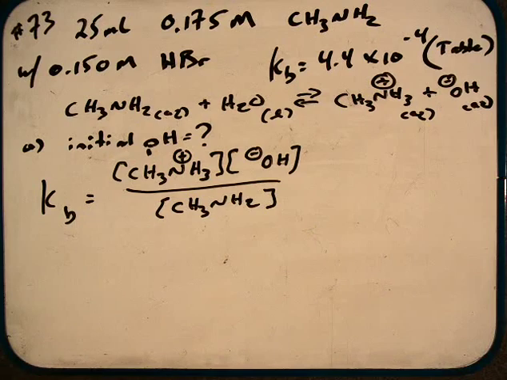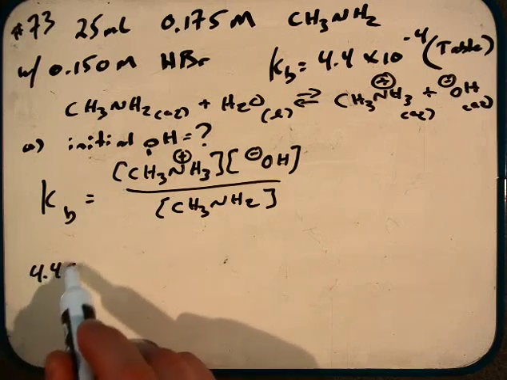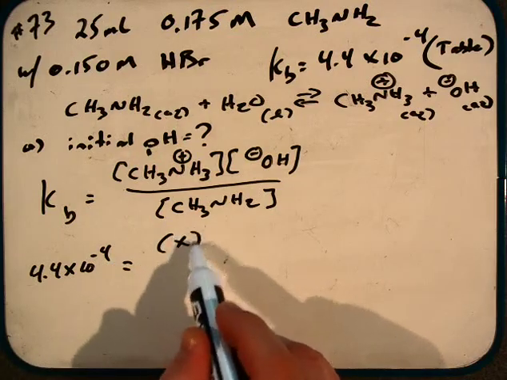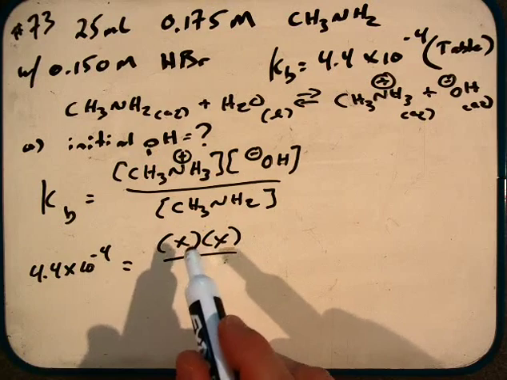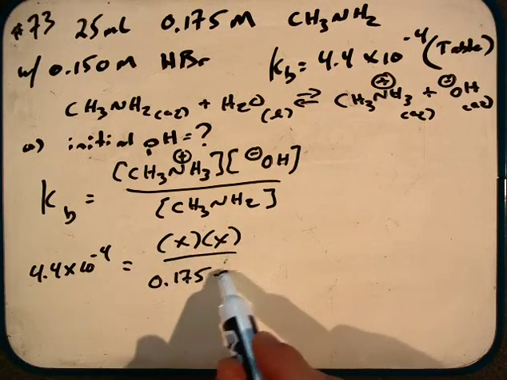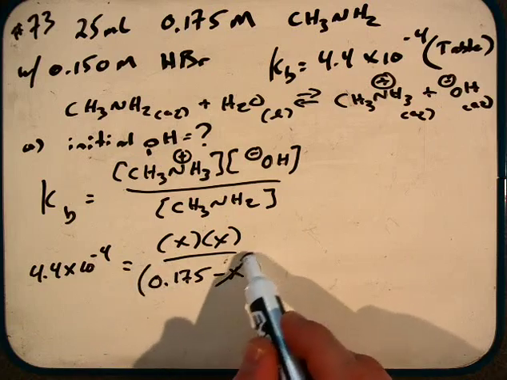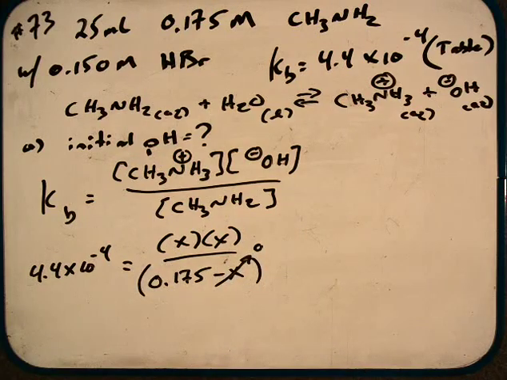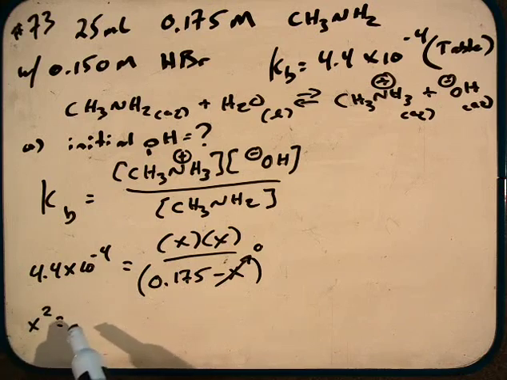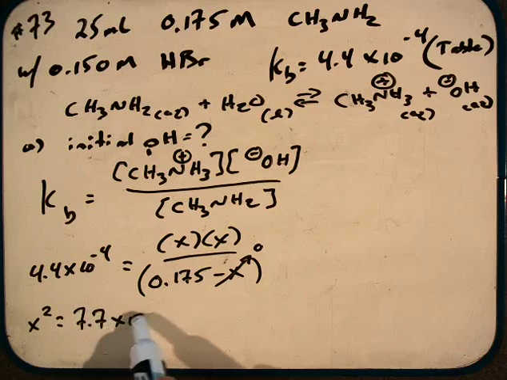We covered a lot about ice tables in chapter 15, so I'm not going to go through an ice table demonstration again, but the realization for these types of problems is that our Kb is going to be equal to essentially x squared over our initial concentration minus x. And again, we are going to assume that x goes to 0 due to the small value of our Kb, because this is a weak base. So we bring over our 0.175, we would end up with x squared being equal to 7.7 times 10 to the negative fifth.